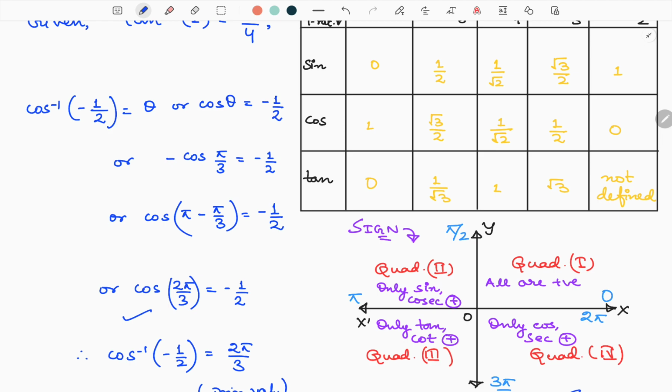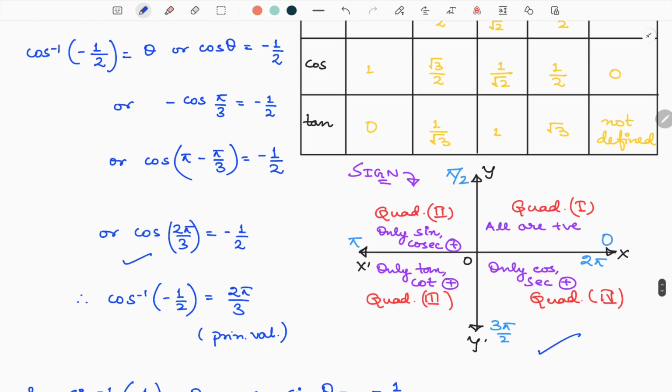For cos 2 pi by 3, we will get minus half, because 2 pi by 3 means 120 degrees. 120 degrees is a second quadrant angle. The second quadrant angle will give us a negative value. So that means cos inverse minus half is 2 pi by 3.